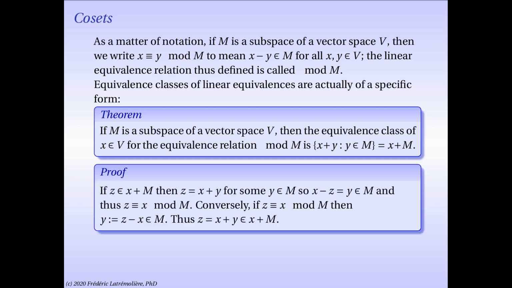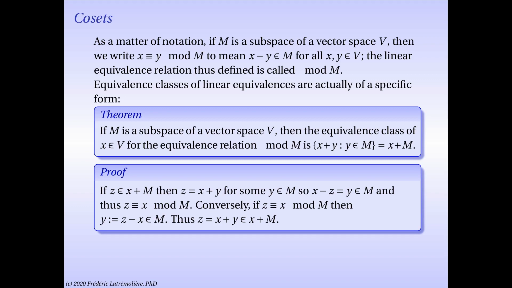The proof is reasonably easy. So first of all, let's take an element z in x plus M, in the translate of M by x. What it means is that z equals x plus y for some y in M. So if you calculate x minus z, well, you get minus y, and that's an element of M. Therefore, it means that z is equivalent to x modulo M. So z is in the equivalence class of x.